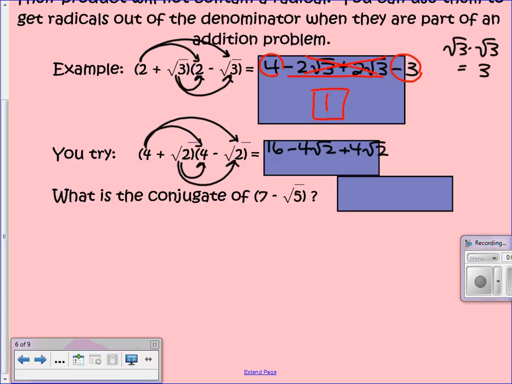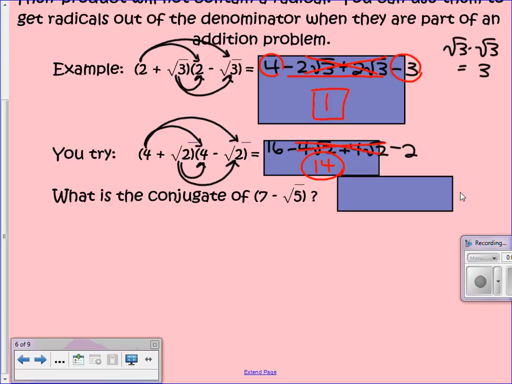And then I have minus the square root of 2 times the square root of 2. Just plain 2. Well, I have minus 4 times the square root of 2 plus 4 times the square root of 2. Guess what? Those cancel out, and I'm left with 16 minus 2. 14. Pretty cool. Do you notice that every time the two middle terms cancel each other out? Is that going to happen every time? Yes. If you're multiplying conjugates, yes, it will happen.